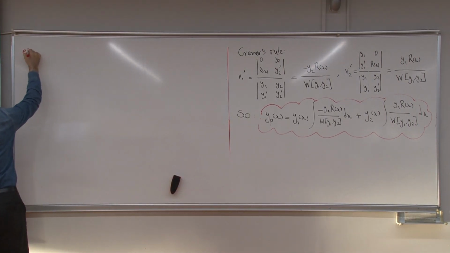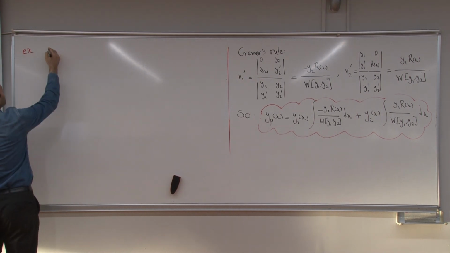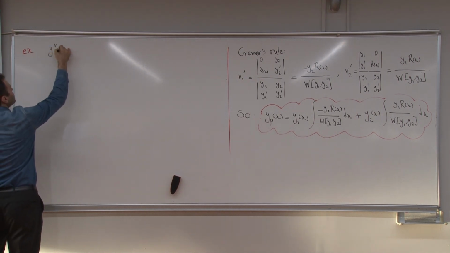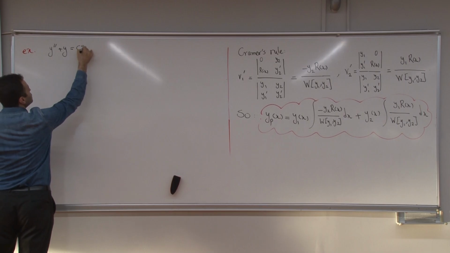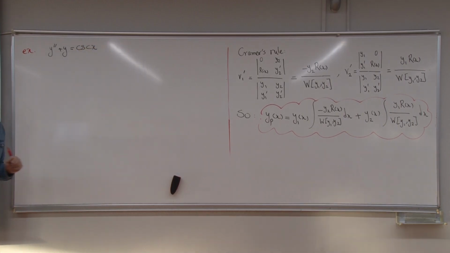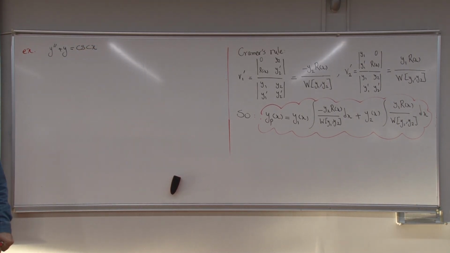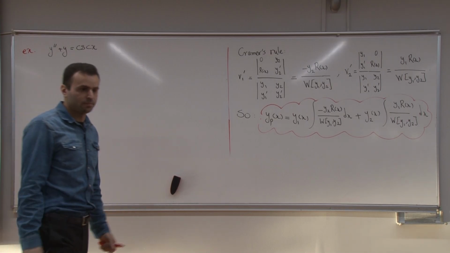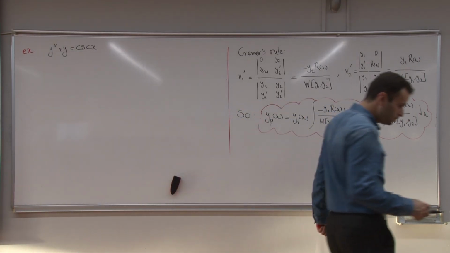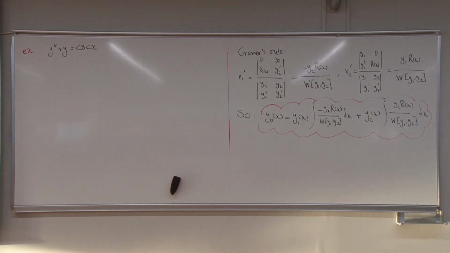Example. If we have y double prime plus y equal to cosecant of x, for instance, can you please solve this differential equation?